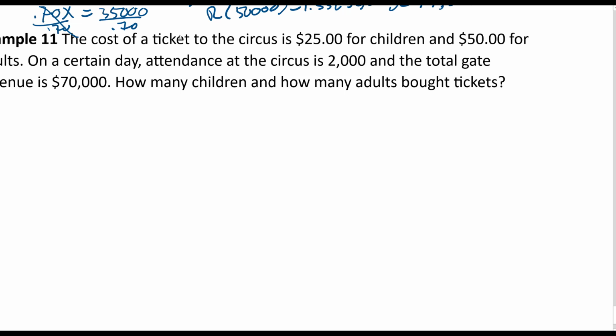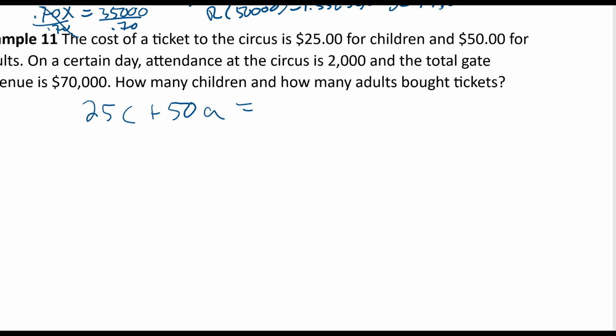So, okay, let's go on to the next problem, which is example 11, and our final problem. The cost of a ticket to the circus is $25 for children and $50 for adults. Jeez. Circuses have clowns, so that makes it even worth less. One on a certain day. So children, so we could say 25 times C plus 50 times A equals, and so this is the money derived from each of these.